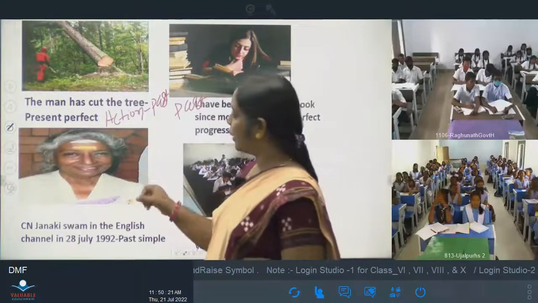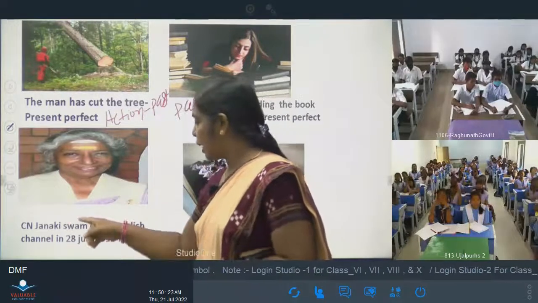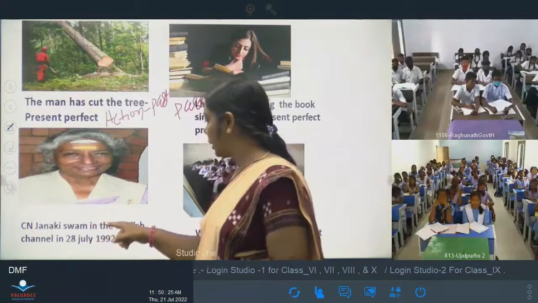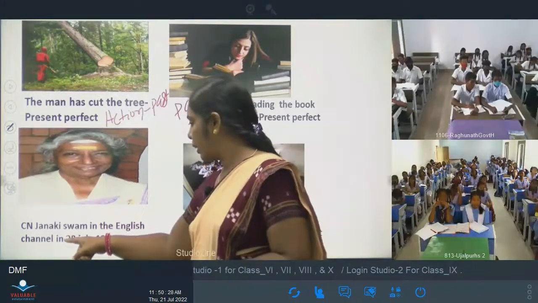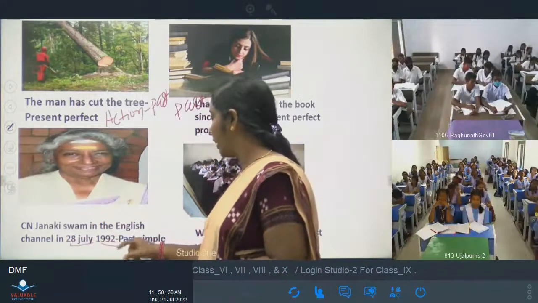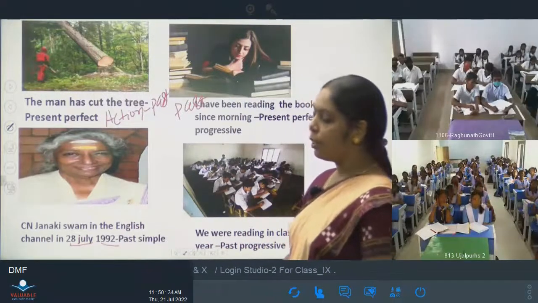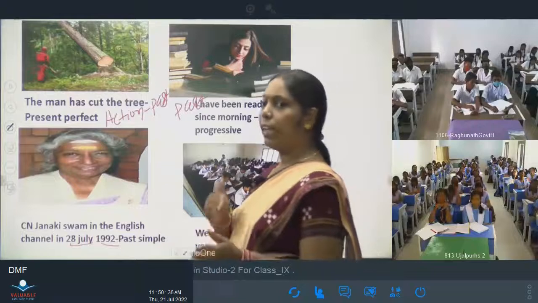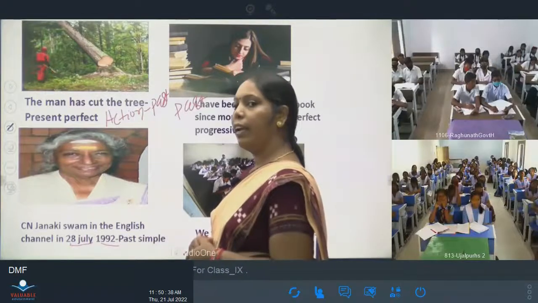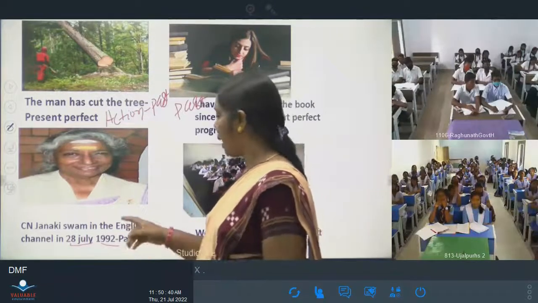Now look at this picture. She and Janaki swam in the English Channel on 28 July 1992. This is past simple tense, where the action started in the past and ended in the past.